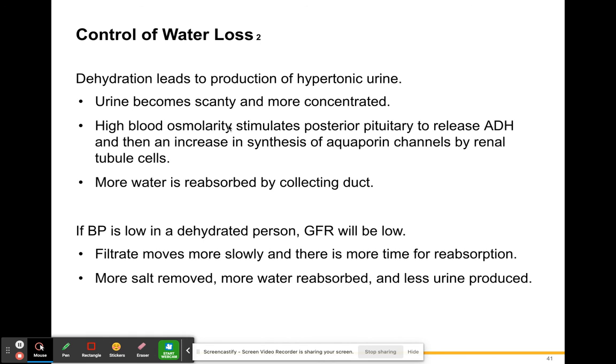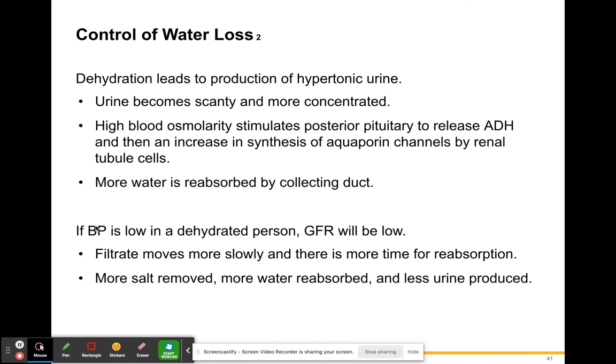High blood osmolarity will stimulate the pituitary to release ADH, which is antidiuretic hormone, and then an increase in synthesis of aquaporin channels by renal tubule cells, which will then have more water being reabsorbed by the collecting duct.